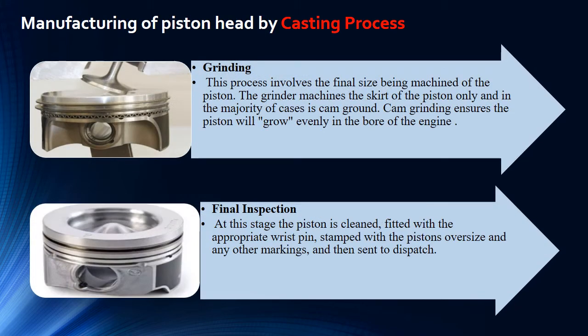The fifth one is grinding. This process involves the final size being machined on the piston. The grinder machines the skirt of the piston only, and in the majority of cases it is cam ground. Cam grinding ensures the piston will grow evenly in the bore of the engine.